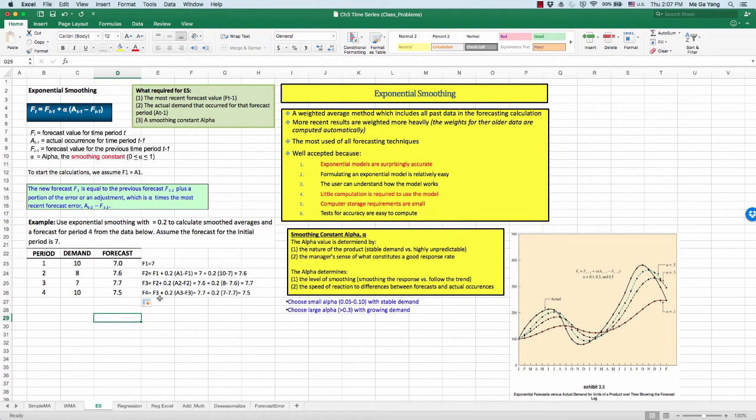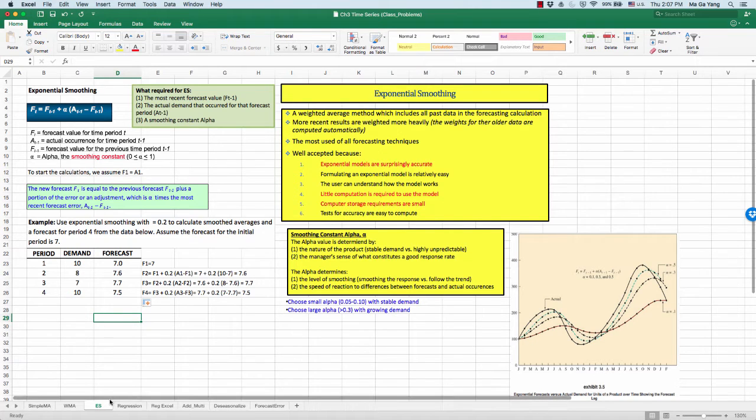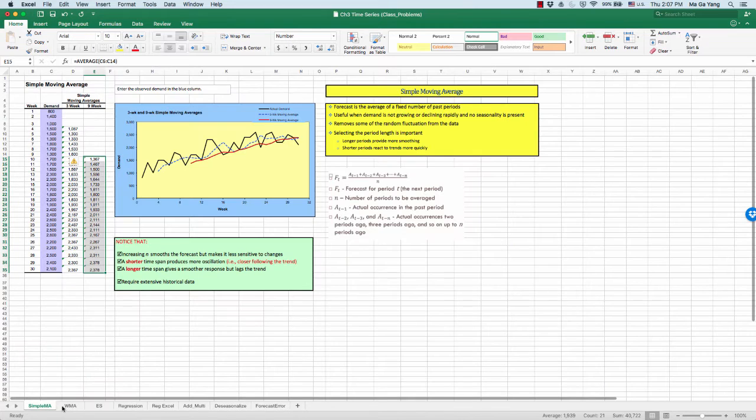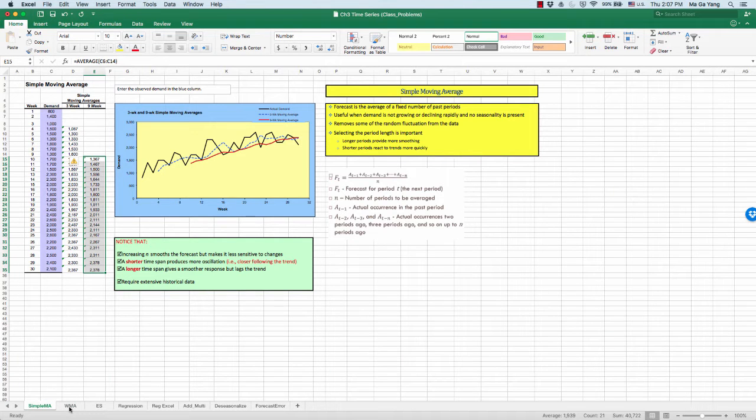Okay, let's go to the third spreadsheet, named exponential smoothing. As you saw, with the simple moving average and weighted moving average, one of the major drawbacks is that they have to carry a large amount of historical data, especially the simple moving average.